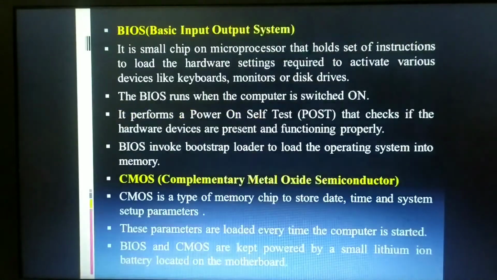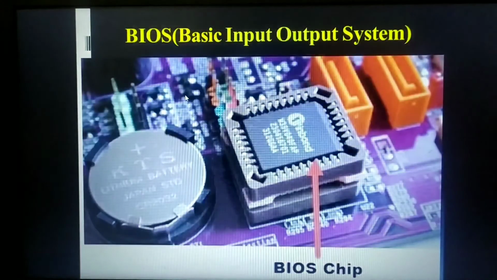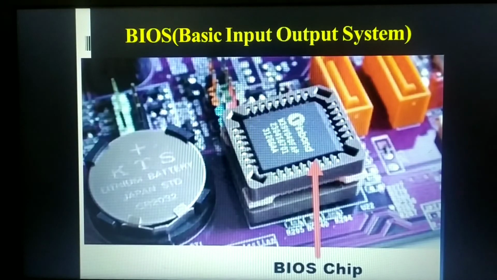Moving on to the next topic, that is the basic input-output system. Now this BIOS is also a kind of chip located on the motherboard that contains the instructions and setup for how the system should boot and how it should operate. So this BIOS chip consists of all the instructions on how to start your computer system.